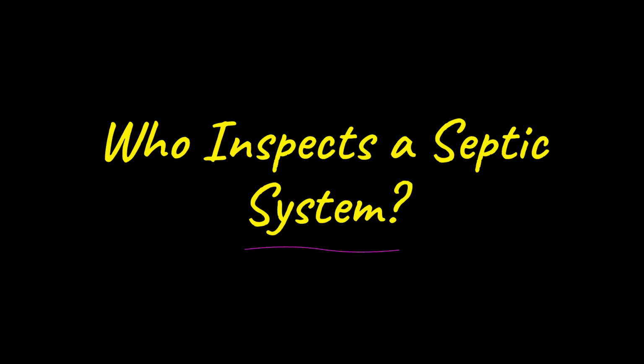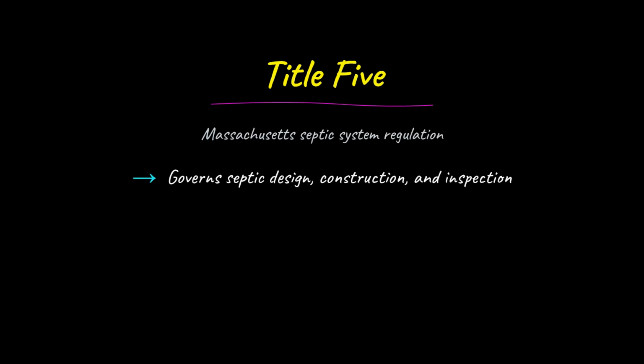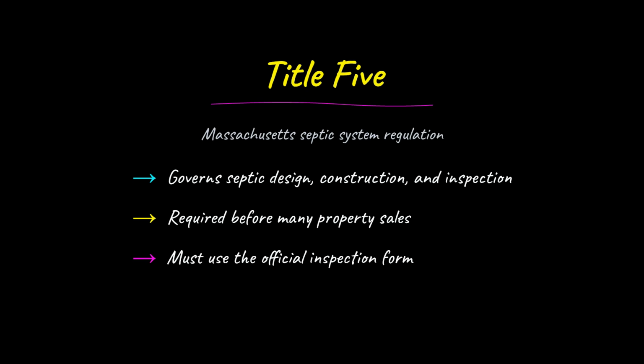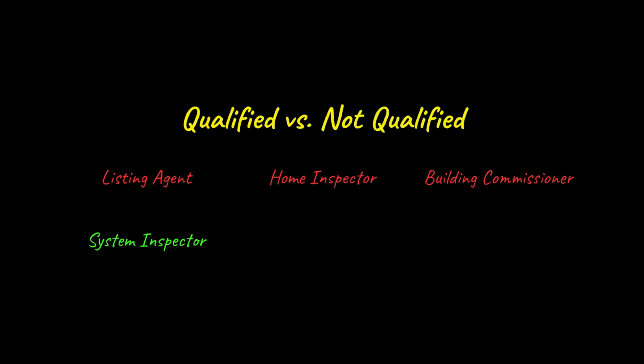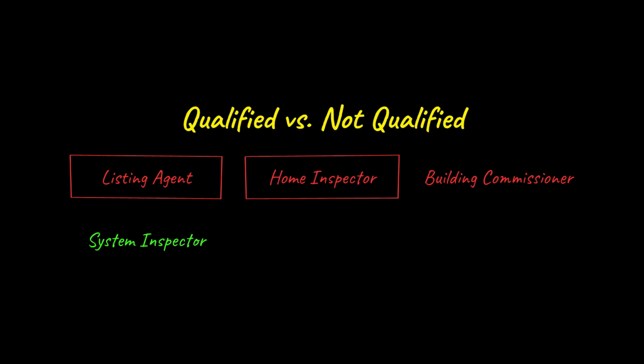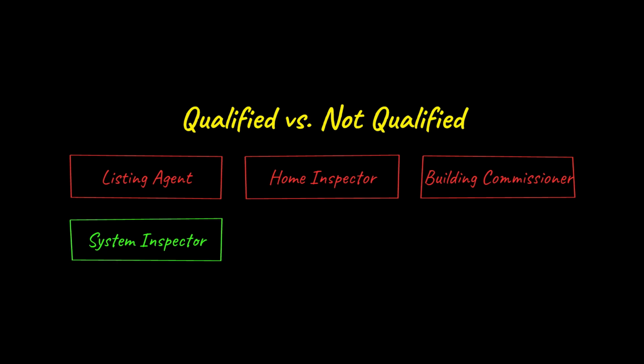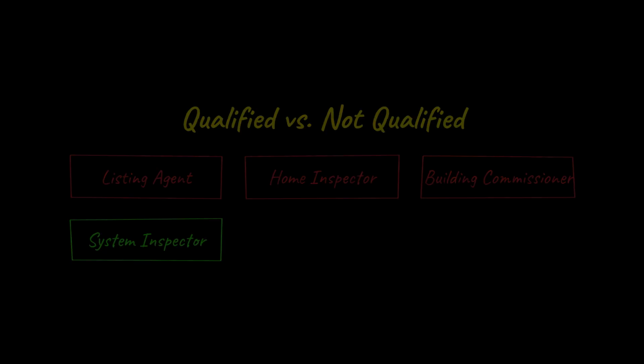Massachusetts law requires a septic system inspection before many property sales, but not just anyone can perform it. Title V is the state regulation governing septic system design, construction, and inspection. It requires that a state-approved system inspector complete an official inspection form before a sale closes. Several people involved in a sale might seem qualified, but aren't: the listing agent, who only markets the property, the general home inspector, who evaluates the house but not septic specifics, and the building commissioner, who enforces building code. Only the state-approved system inspector may perform a Title V inspection.